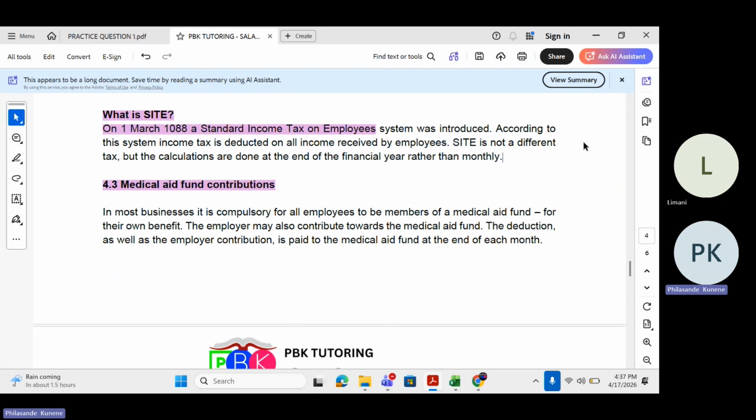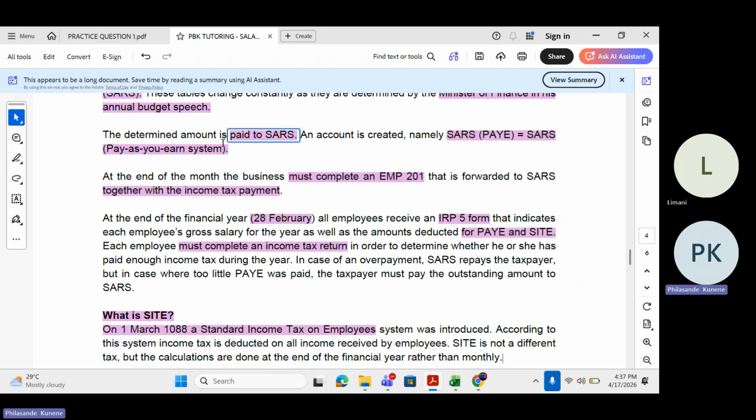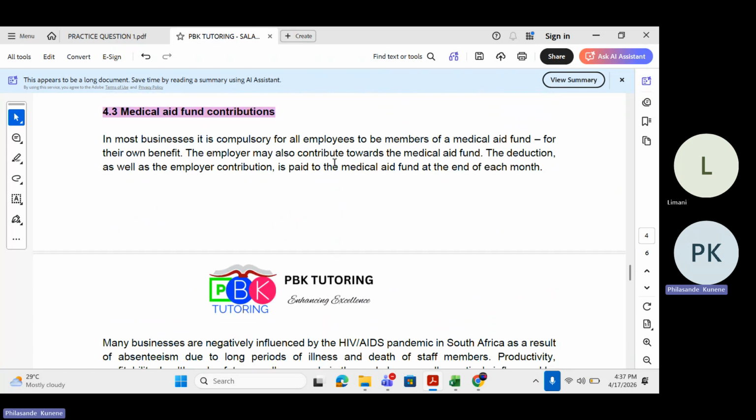I'm not too interested in this one, right? I'm not expecting you to worry yourself about it. But I'm expecting you to know pay as you earn. This one is very important. SARS pay as you earn, you must know that. But this one, I'm not interested in it. So I'm not expecting you to worry yourself about it.